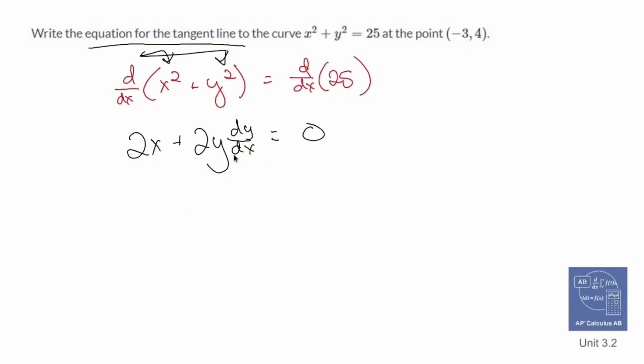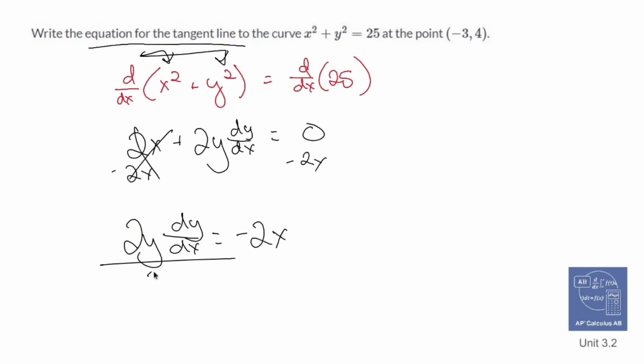Now I have to get my slope all by itself. dy dx means slope. So I'm going to subtract 2x from both sides. That gives me 2y dy dx equals negative 2x. Divide both sides by 2y, and that gives you dy dx equals negative 2 over 2, the 2 crosses out, negative x over y. Now, this is my derivative, the slope, in terms of x and y.